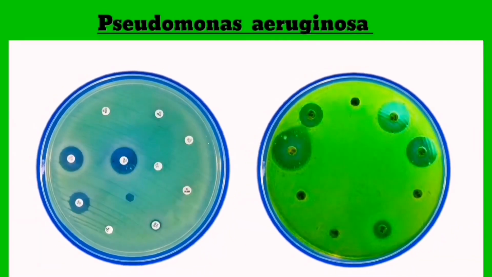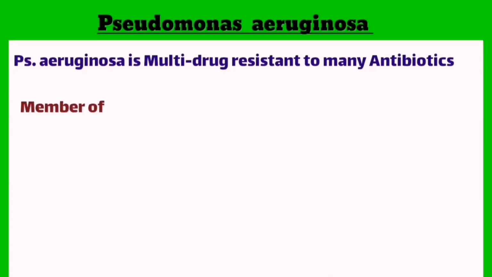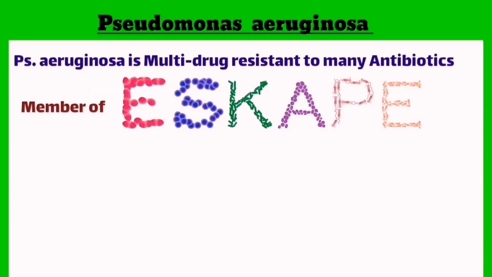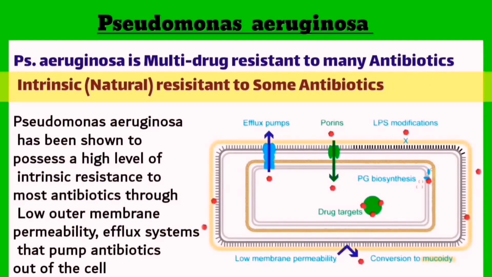Now we're going to talk about virulence factors and how this organism shows high resistance to antibiotics. P. aeruginosa is a member of the ESKAPE pathogen group, which is the most widespread group according to its multi-drug resistance. P. aeruginosa in particular is intrinsically resistant to some beta-lactams, aminoglycosides, and quinolones due to low outer membrane permeability.